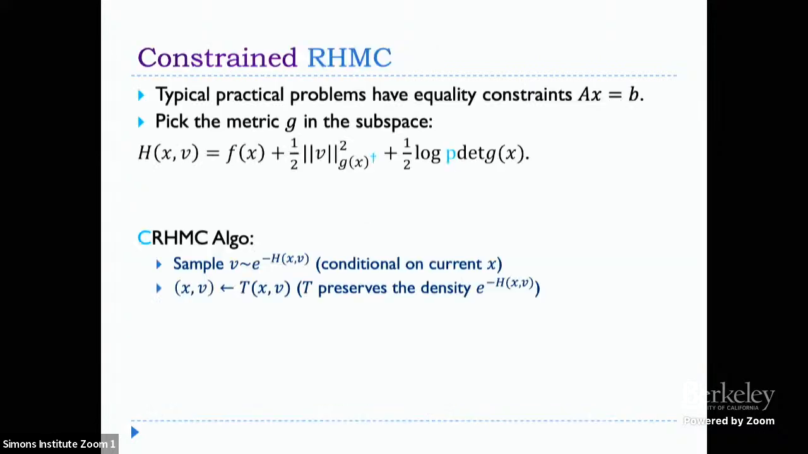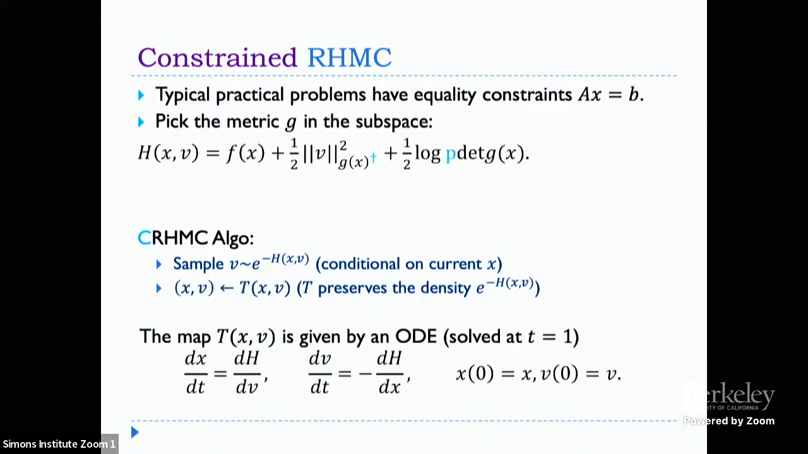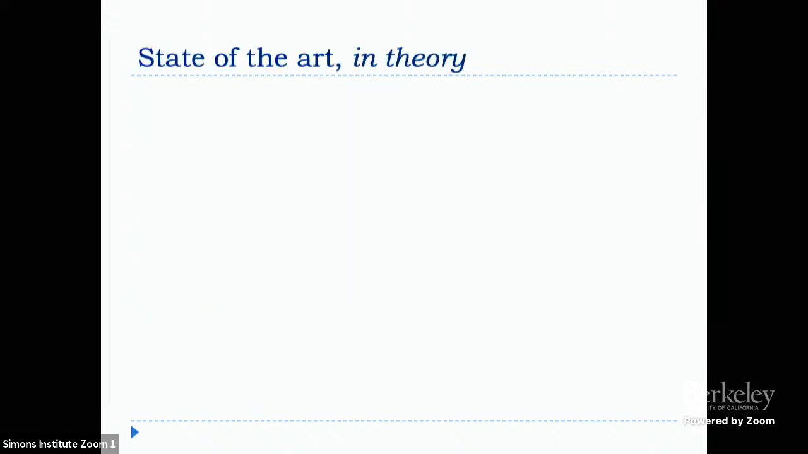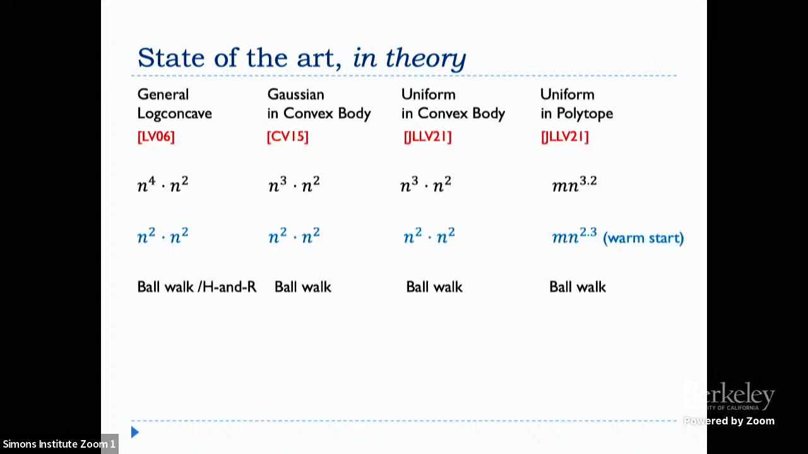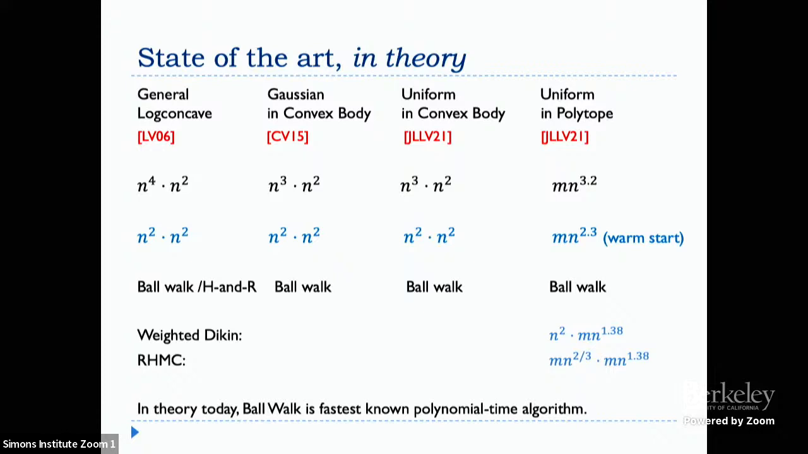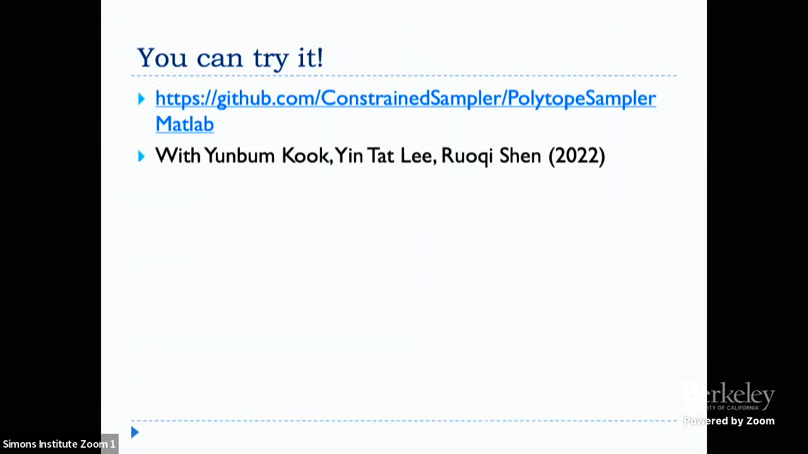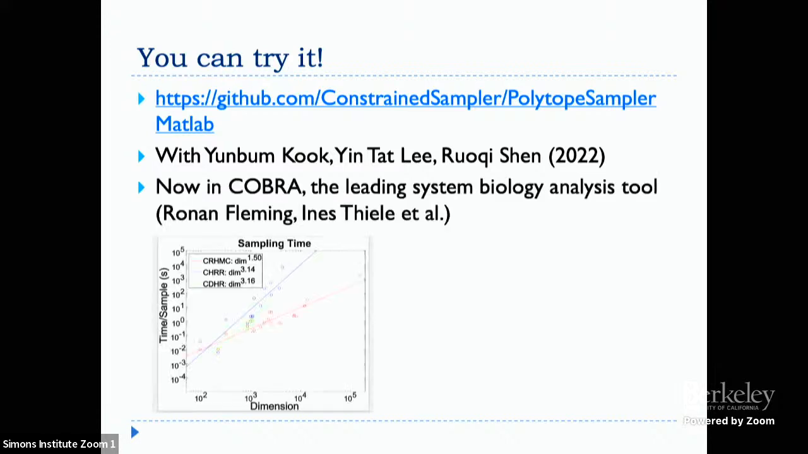Okay, in practice, it turns out that you always have constraints Ax equals b. So one can adapt the method to this. The reason I'm putting this up is because of the theory versus practice thing. You get a very practical algorithm. Whereas in theory, I already sketched the current state of the art, in practice, you can go to this sampler, it's publicly available, and try it out. And you can go literally up to a million dimensions and sample it.